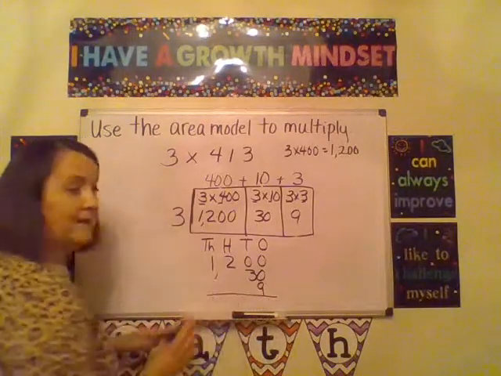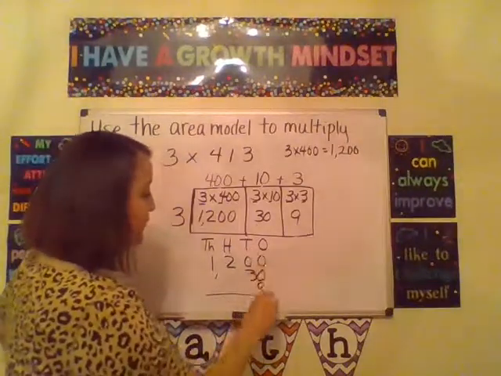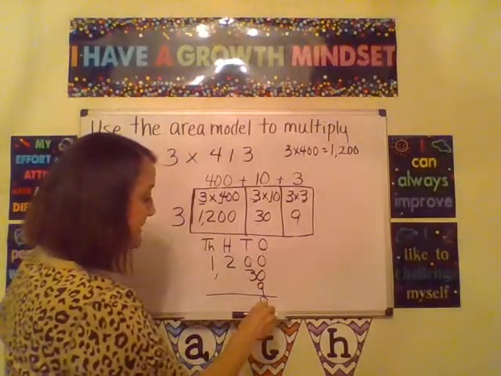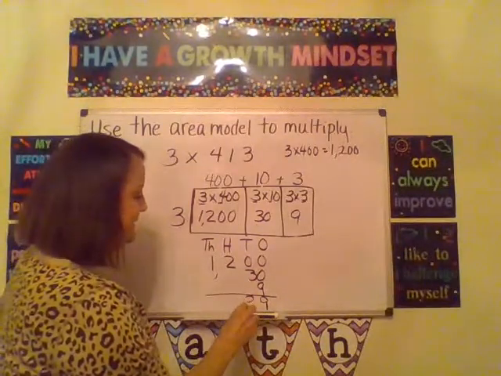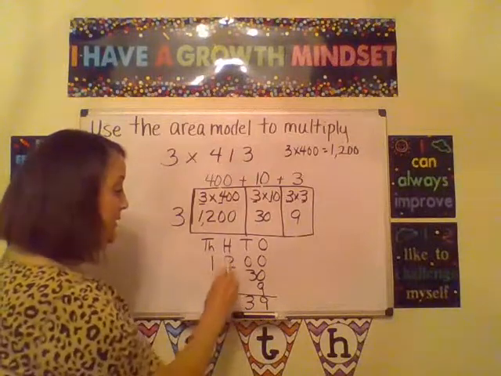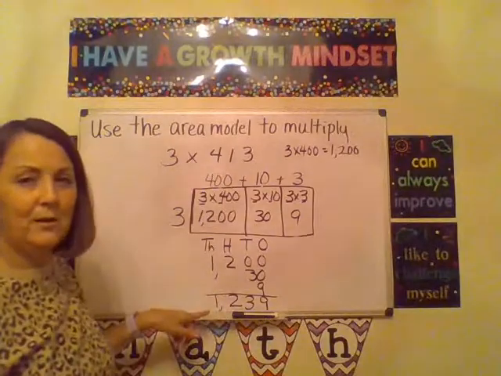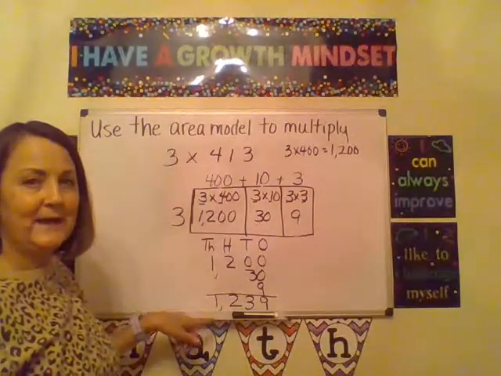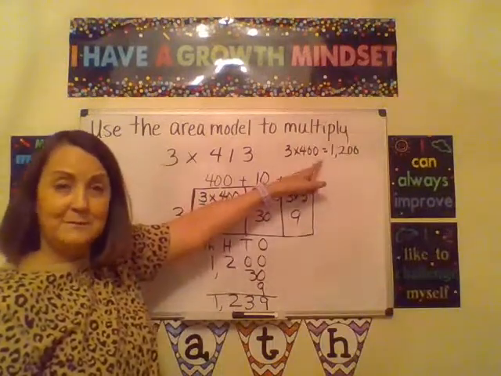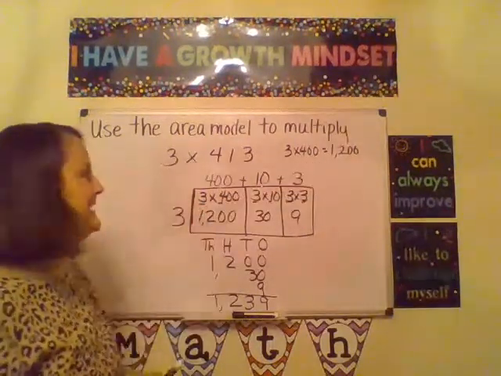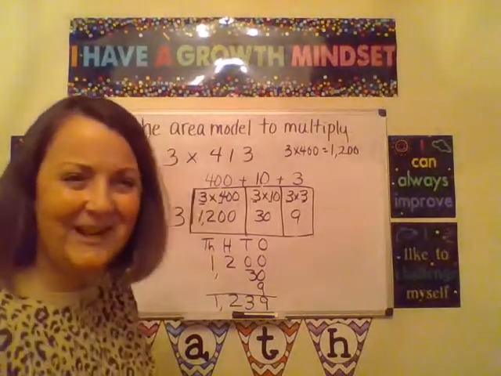All right, now that my work is nice and organized, we can add up our ones place. We have 3 add-ins, but we only get 9 when we add those together. We have 3 tens and 0 tens, which is 3 tens. We're going to bring the 200 down and the 1,000. And our product is 1,239. Is that reasonable to our estimation? Yes, it is. So we did a good job.